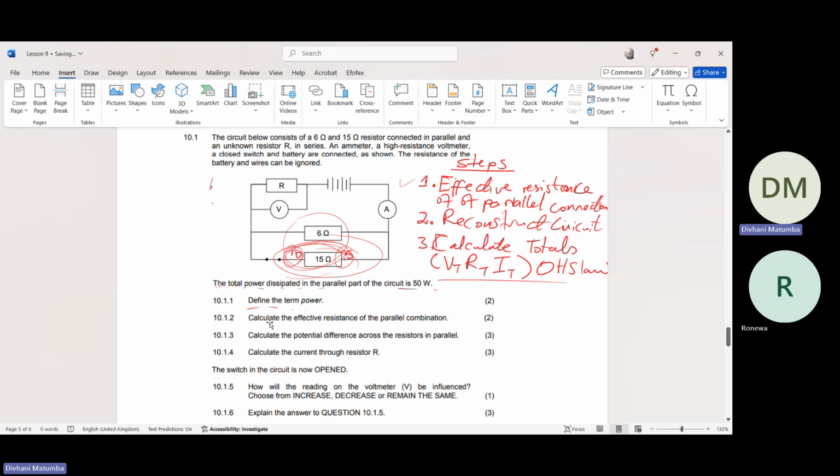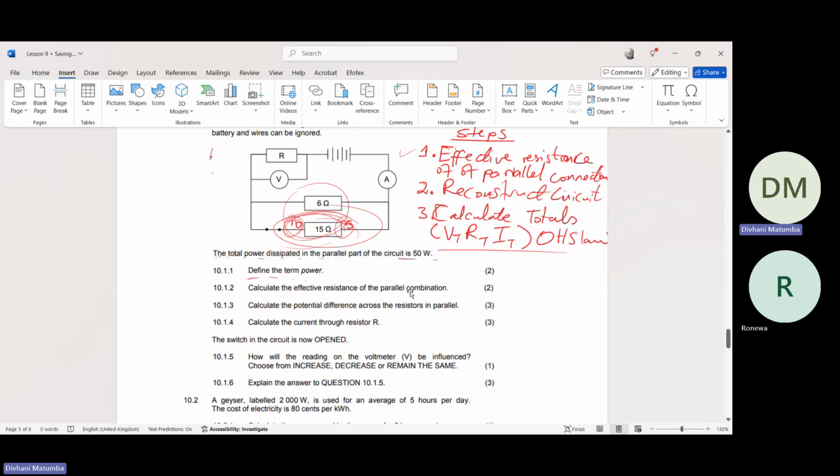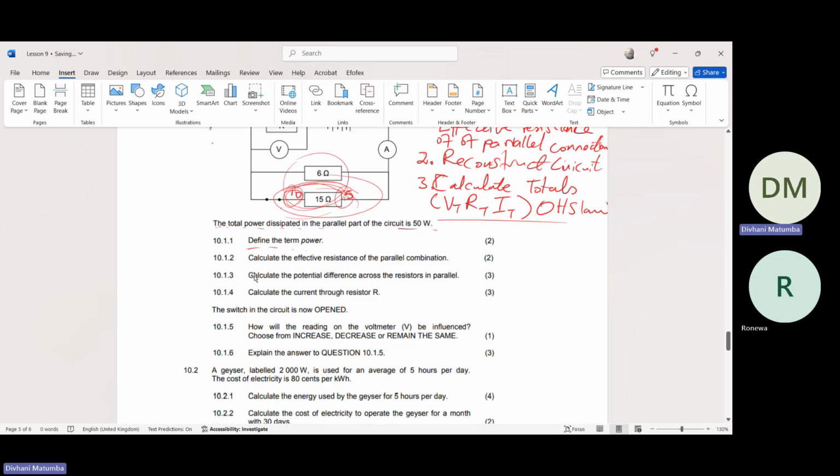Okay, let's see. Do you have any question? No, sir. Okay, you will see how relevant these steps are. We have already calculated the effective resistance of the parallel combination. Now they want us to calculate the potential difference across the resistors in parallel. So how do we go about this one?